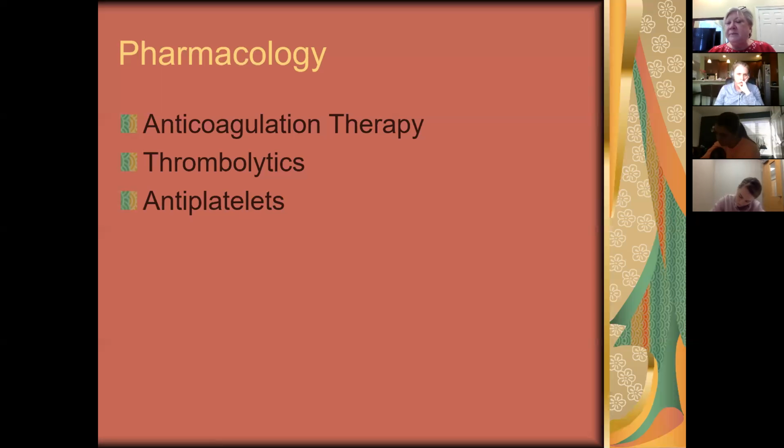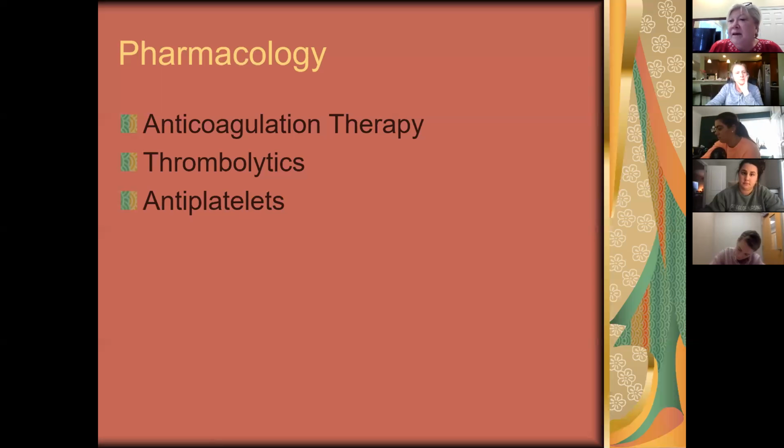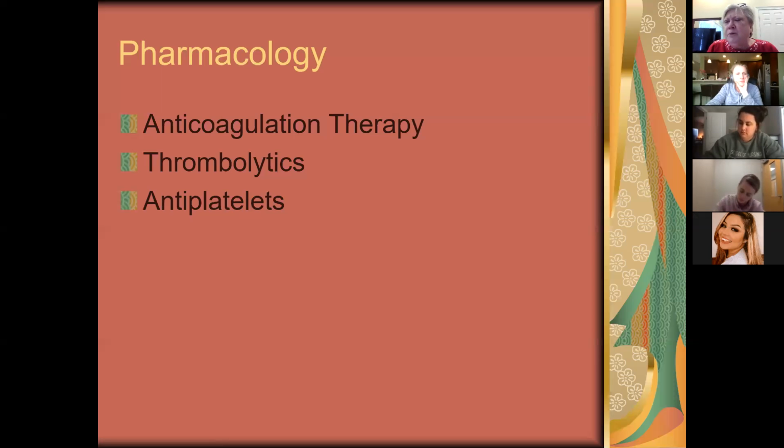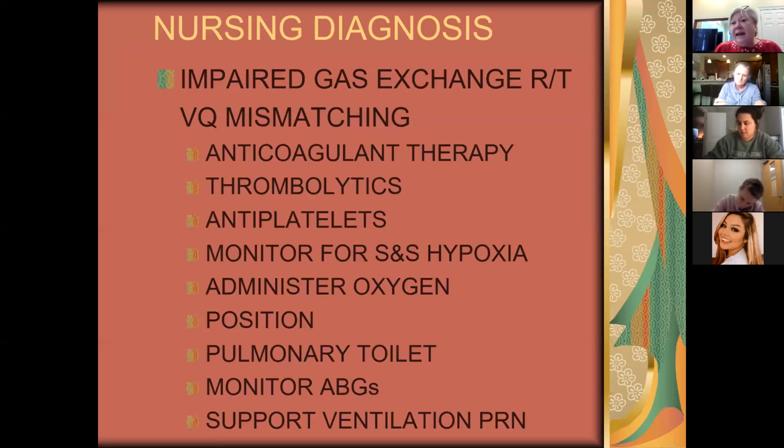And your antiplatelet. Somebody tell me an antiplatelet, please. Aspirin. Anybody know another one? Plavix, which is clopidogrel. I don't know if I'm pronouncing it right or not. That's the generic for Plavix. Ticlid, Persantine. But most of them know Plavix more, and aspirin.